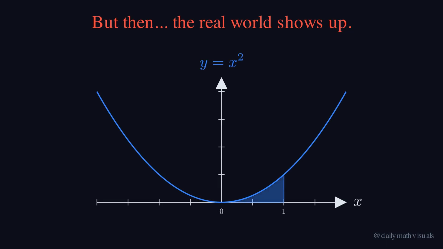But then, the real world shows up. Here's the parabola, y equals x squared, one of the simplest curves in mathematics. What's the area of this shaded region? From x equals 0 to x equals 1. Can we count unit squares? The boundary is curved. Squares don't fit cleanly.